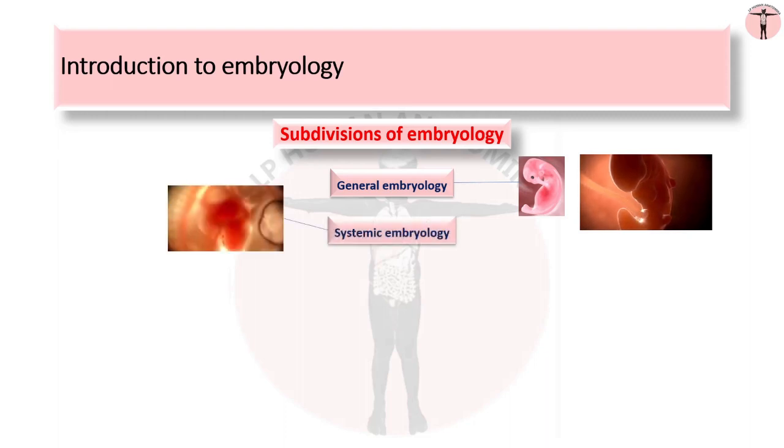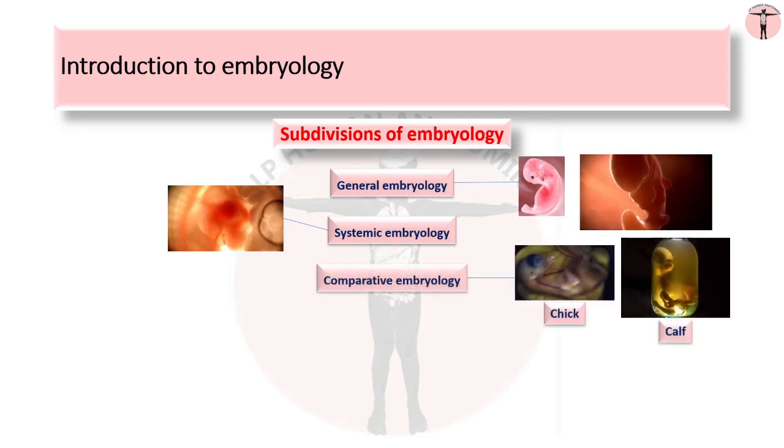Systemic embryology is the detailed study of the formation of primordia and their structural and early functional organization into various organs and systems of the body. It is further subdivided into development of the cardiovascular system, digestive system, urinary system, genital system, etc. Here you can observe the heart beating, which starts as early as the 4th to 6th week of gestation.